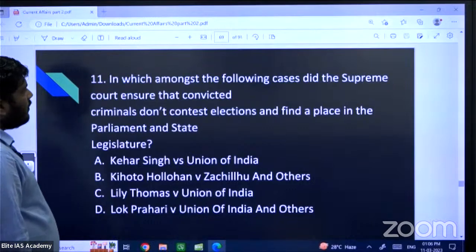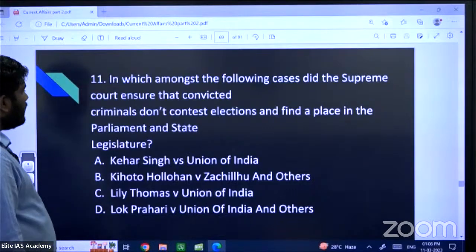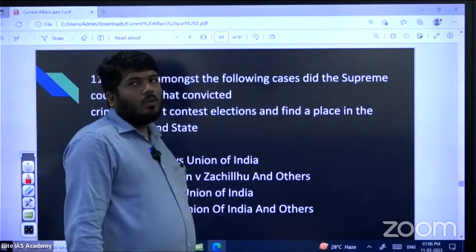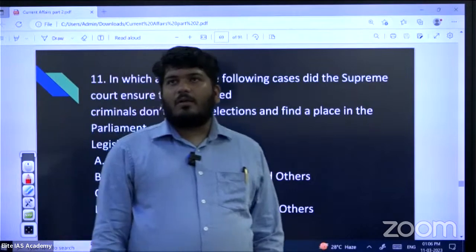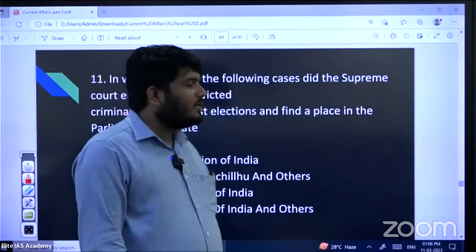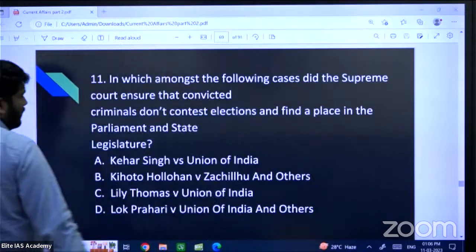In which among the following cases did the Supreme Court ensure that convicted criminals don't contest elections? Okay, the question asked is that those who have once been convicted with respect to their criminal records will not contest elections. So we have several examples of cases.